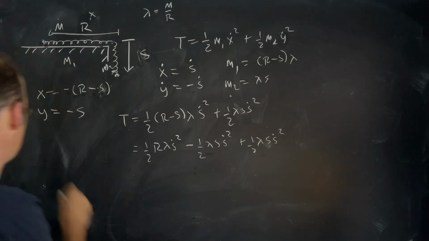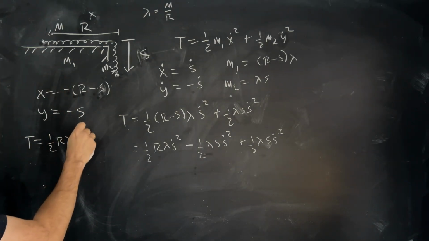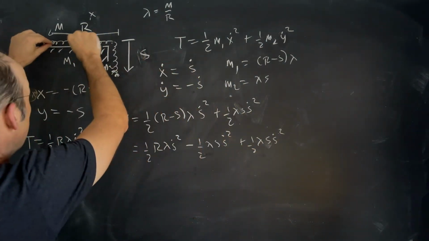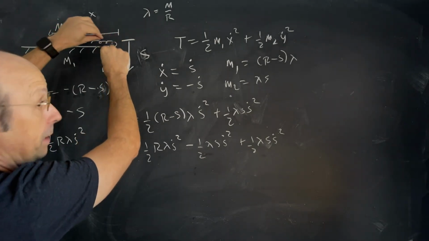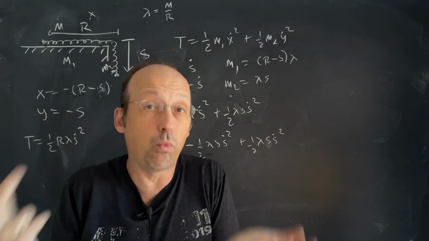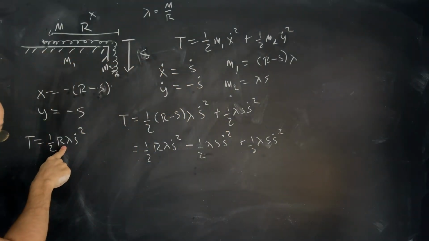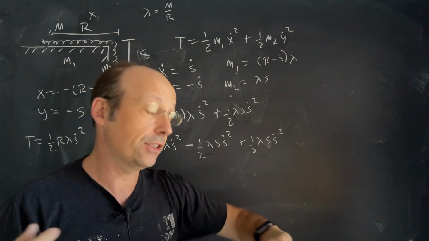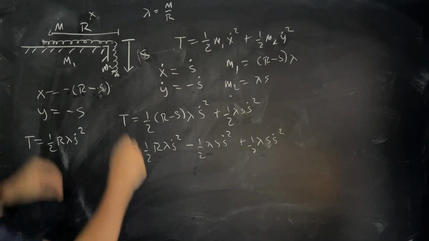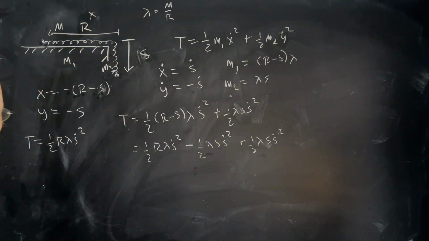And it actually makes sense. I'm going to write over here, T is 1/2 r lambda s dot squared. Think about the whole chain, right? The speed of this chain and the speed of that chain are the same. So I can really think of it as just one object that has a total mass m, which is lambda times r. And so that makes sense, right? So this is just the kinetic energy term. We don't have those other terms over there because the change in mass of this is equal to the opposite of the change in mass of that, and that's why those two cancel.